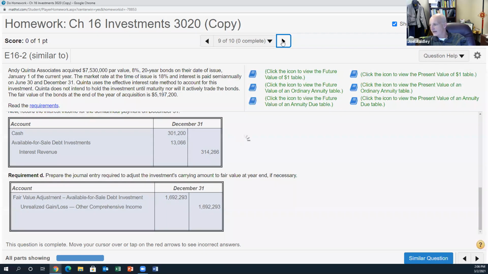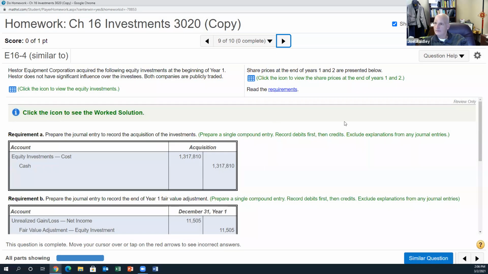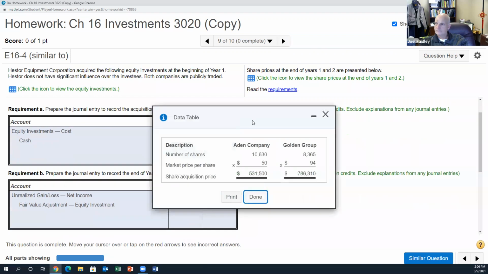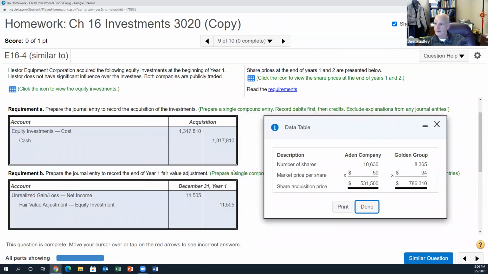All right, then number 9. Here's a stock investment. There's my original investment, $531,500 for Aiden and $786,310 for Golden. That's $1,317,810.